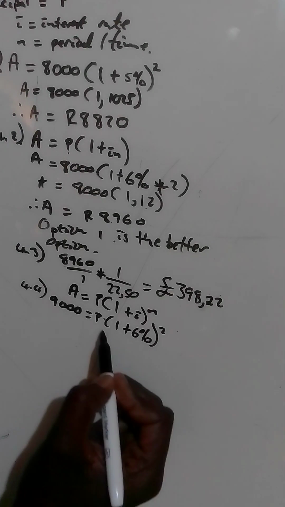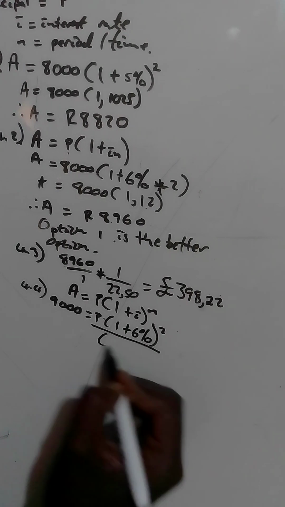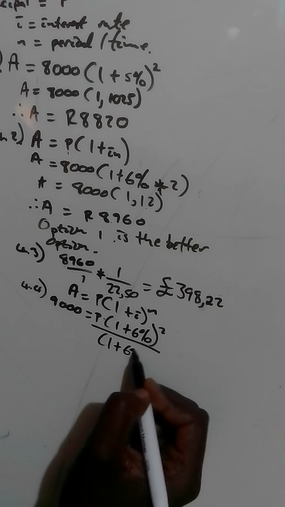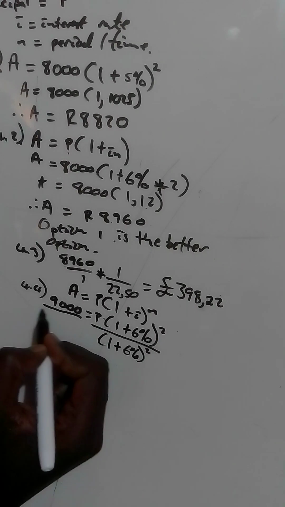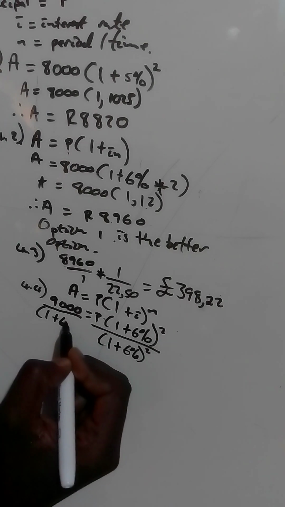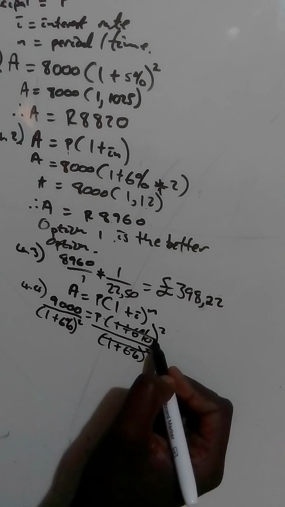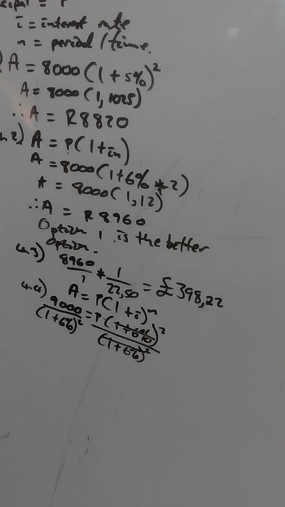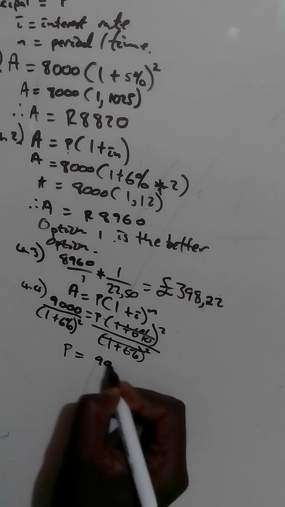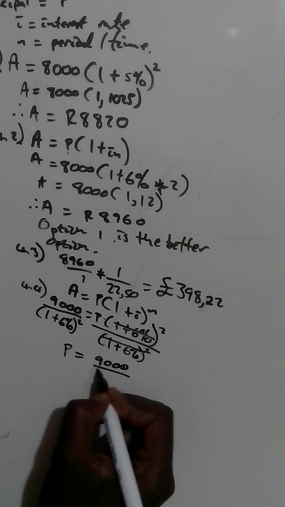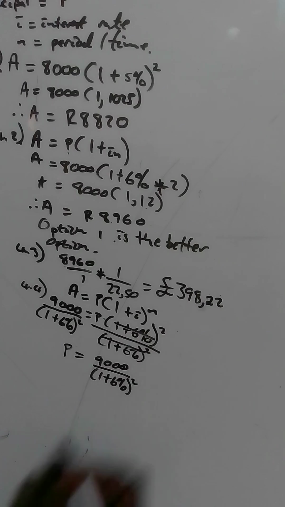So I'm allowed to come and say that because I'm looking for P, I'm allowed to divide by open bracket 1 plus 6%, close bracket to the power 2, and on the other side I say open bracket 1 plus 6%, close bracket to the power 2. So these two cancel out, right? So in other words, I now say that I've got P, which is equal to 9,000 all over open bracket 1 plus 6%, close bracket to the power 2.